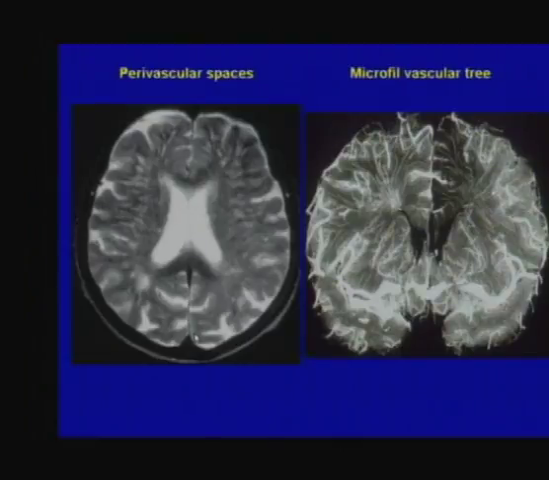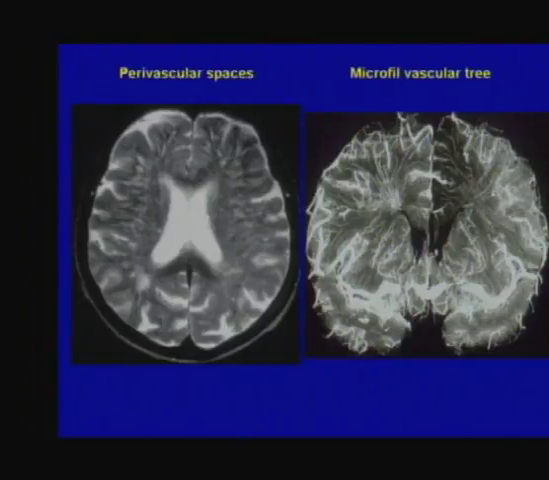Just a reminder that many of the white matter so-called abnormalities that you're seeing are nothing more than perivascular spaces. And you don't need a high-field scanner to see the perivascular spaces. This is a low-field scan, and this is a microfil-injected brain in coronal plane.